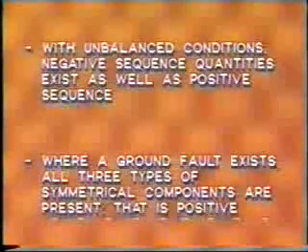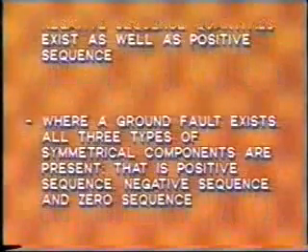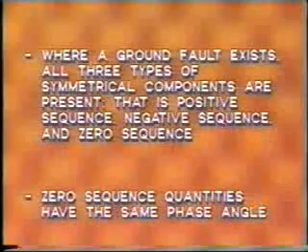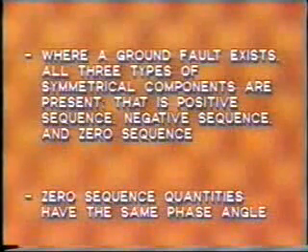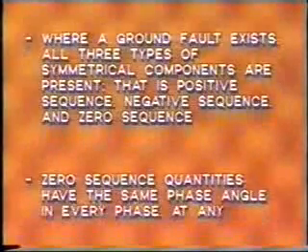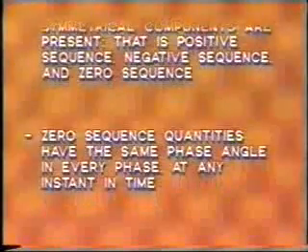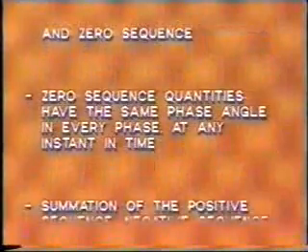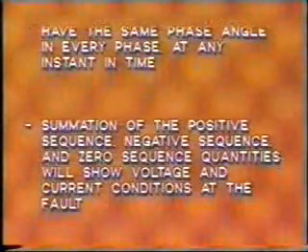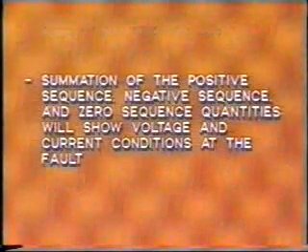With unbalanced conditions, negative sequence quantities exist as well as positive sequence. Where a ground fault exists, all three types of symmetrical components are present. That is, positive sequence, negative sequence, and zero sequence. The zero sequence quantities have the same phase angle in every phase at any instant in time. Summation of the positive sequence, negative sequence, and zero sequence quantities will show voltage and current conditions at the fault.